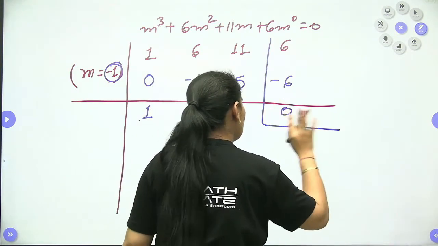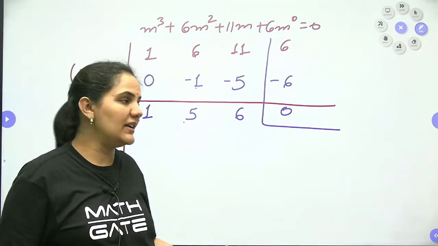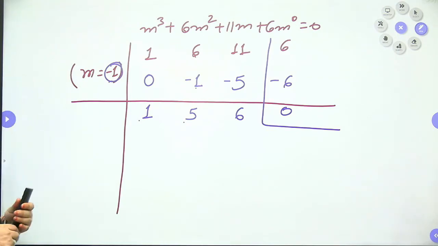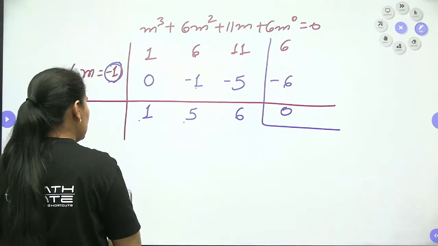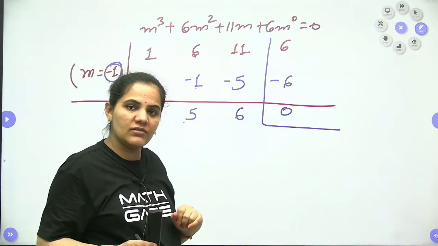Hence it becomes 0 and we can leave that term. Yes, exactly. Now look at here. Do we have again any approach here? So you can say, no ma'am, the sum of coefficient is not equal to 0.